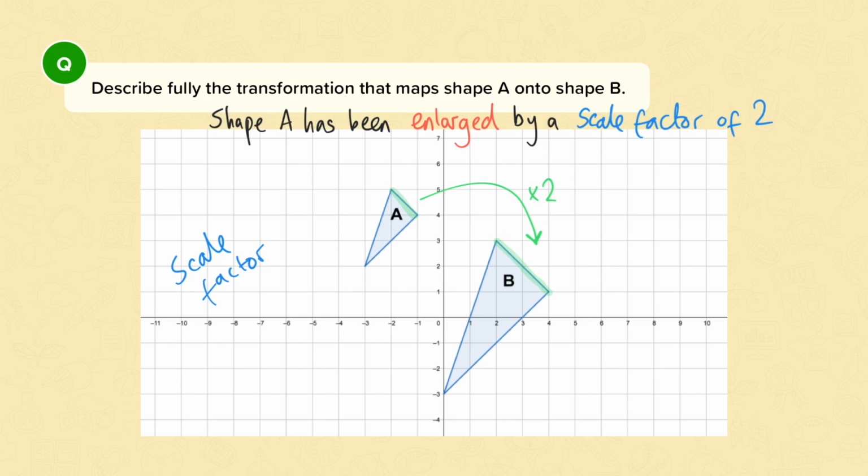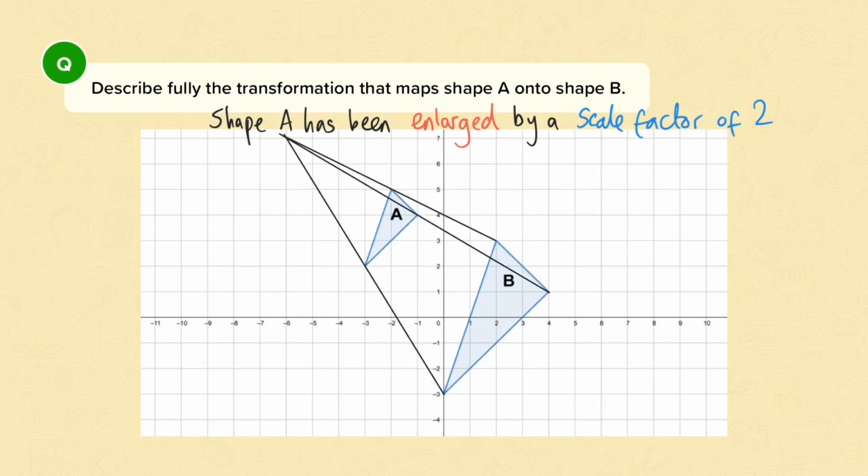And then finally, we draw on our ray lines. Here we go. Trace them back to find the center of enlargement. And we can see that the center of enlargement is here. And this coordinate is -6, 7. So shape A has been enlarged by a scale factor of 2 with center of enlargement -6, 7.